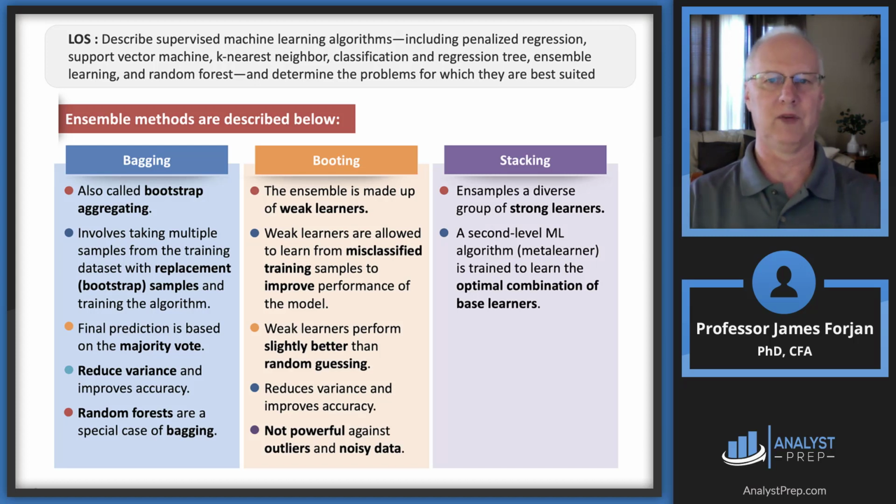How about if we describe these in a little more detail here? Bagging involves taking multiple samples from the training data set with replacement, and that's why it's the bootstrap. We're going to do some bootstrapping when we look at, maybe, a bond with an embedded call option. And so the final prediction is based on the majority vote, right? You have all of these different algorithms combined, and you take a majority. Essentially, that reduces variance. And this is what the random forest is. This is a special case of bagging.